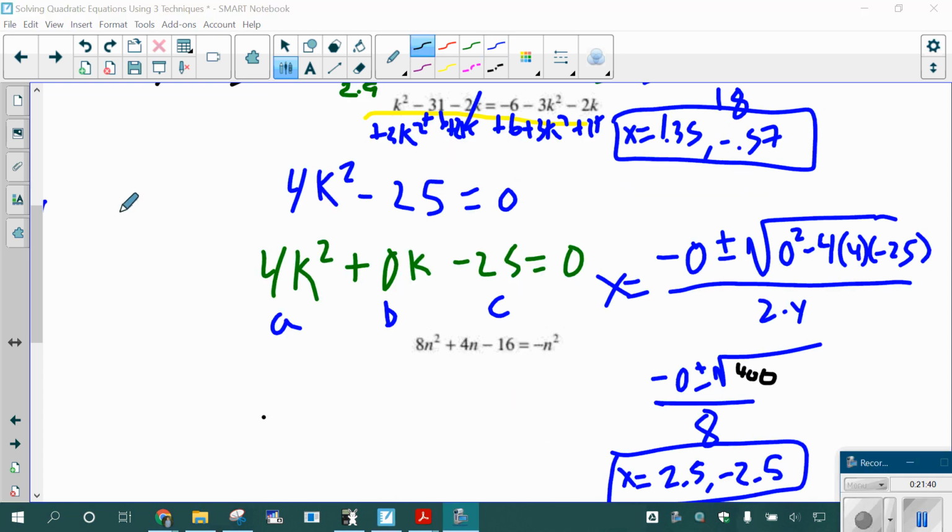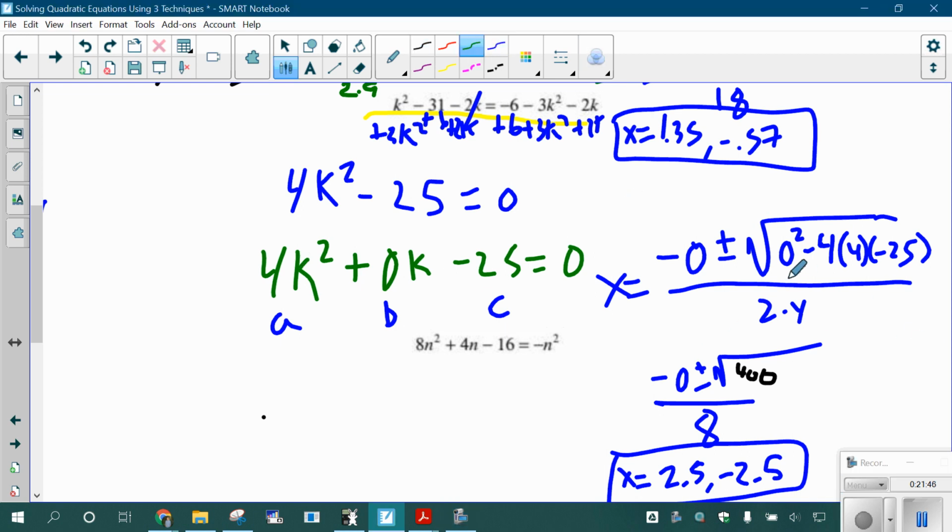Okay, so once you got your A, B, and your C, here's me plugging in the quadratic formula. I typed this part into my calculator, and I typed negative 0, which is just 0, plus this square root in parentheses divided by 8, negative 0 minus this square root in parentheses divided by 8, and I got 2.5 and negative 2.5 as my two answers. Okay.